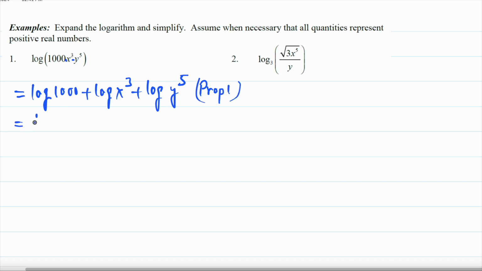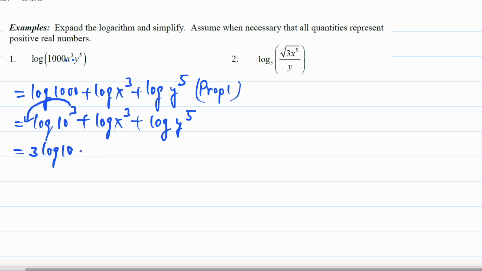Now here I can see 1000 can also be written as 10 power 3, and the rest of the values are exactly the same. In the next step, I'm going to use the third property, where you can bring the exponent to the front. So it will become 3 log 10 plus 3 log x plus 5 log y. So what we used here is property 3, the third property.